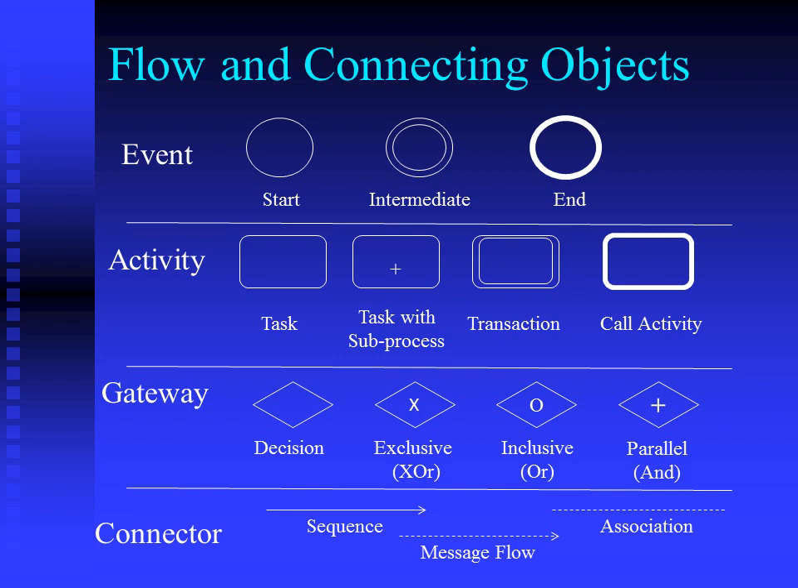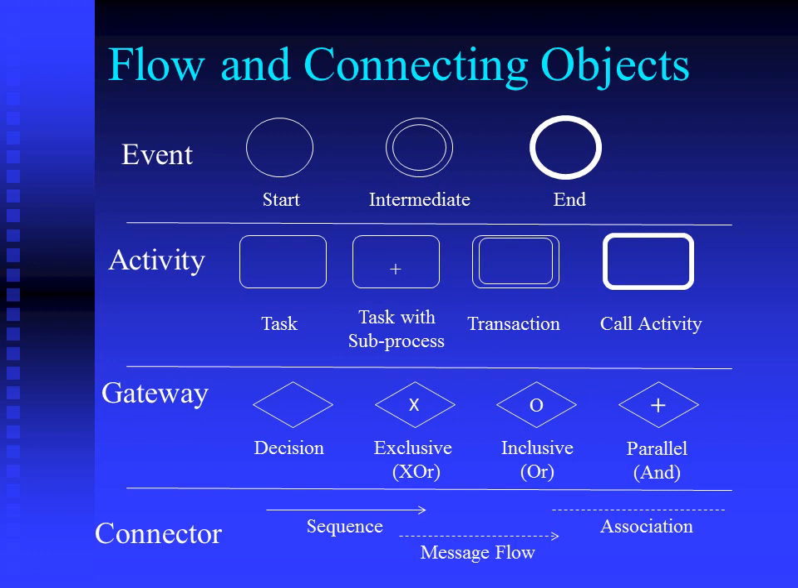We have three flow objects to talk about. First, there's event objects represented by a circle. We show three here. One on the left for a standard start, also one for an intermediate event represented by a double circle, which might be, say, a pause in the process for an input, for example. A bold circle signifies the end of a process.